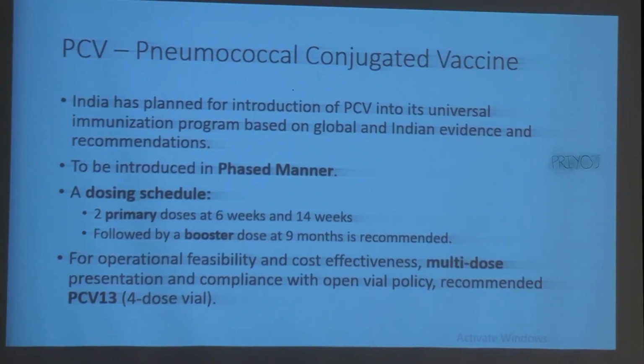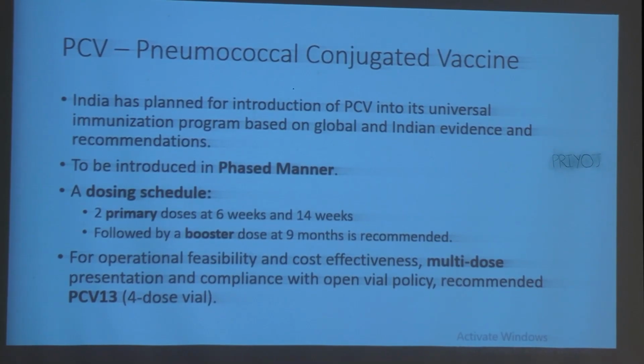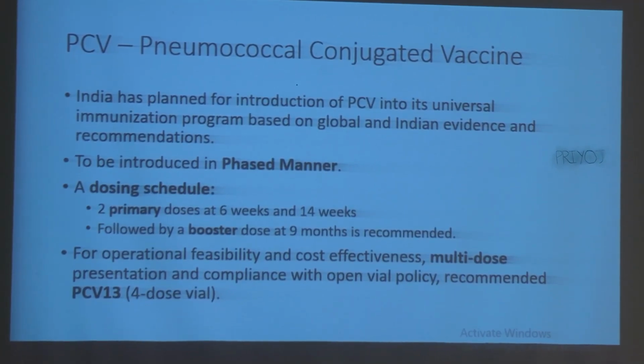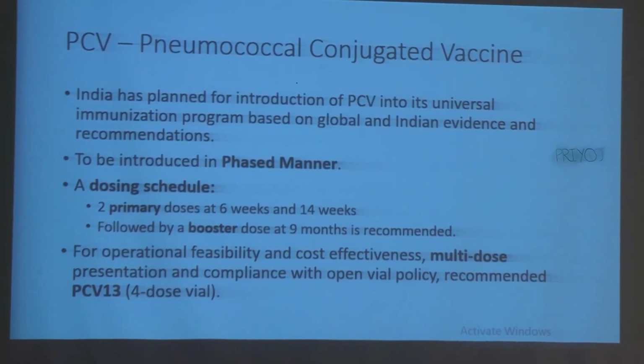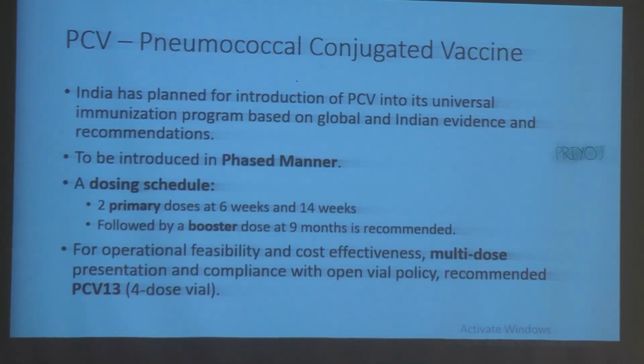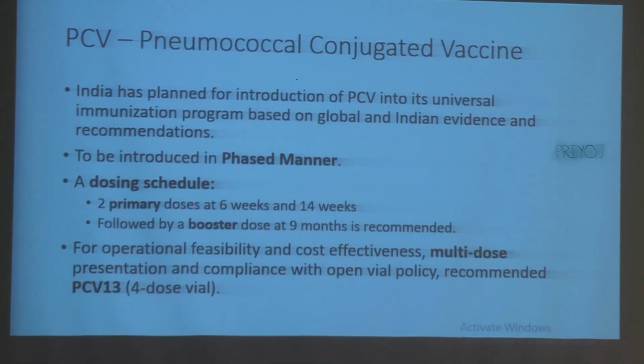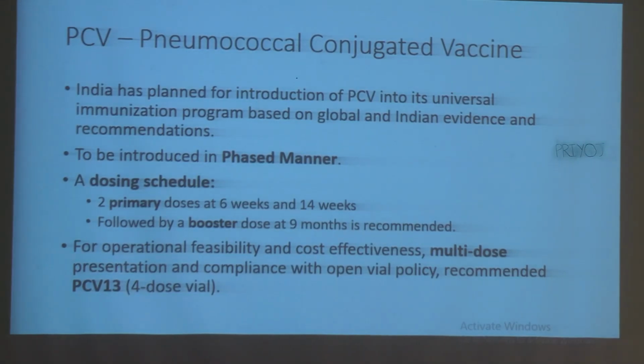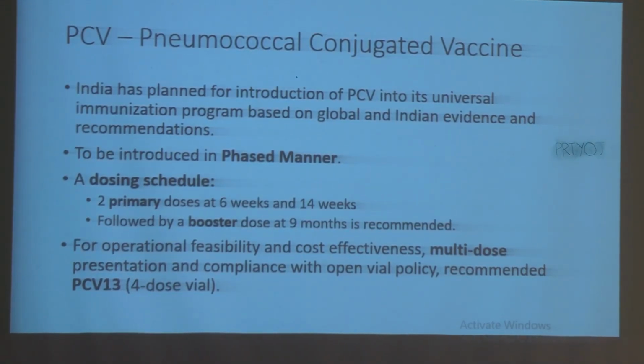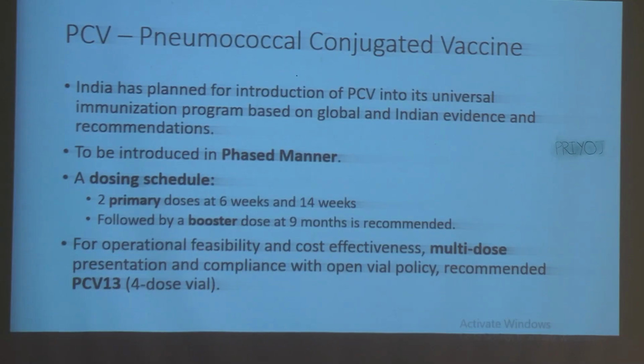Okay, so India has planned the introduction of PCV into its UIP on Indian evidence. It was introduced in a phased manner. Okay, I have added this because phasing in was important for PCV. Many states have different causes of mortality for neonates and infants. So those states which have a higher neonatal mortality rate due to respiratory distress, it was introduced in those states earlier. Our West Bengal, Assam, Bihar and Madhya Pradesh were among them. Okay. The dosing schedule: 2 primary doses at 6 weeks and 14 weeks, followed by a booster dose at 9 months is recommended.